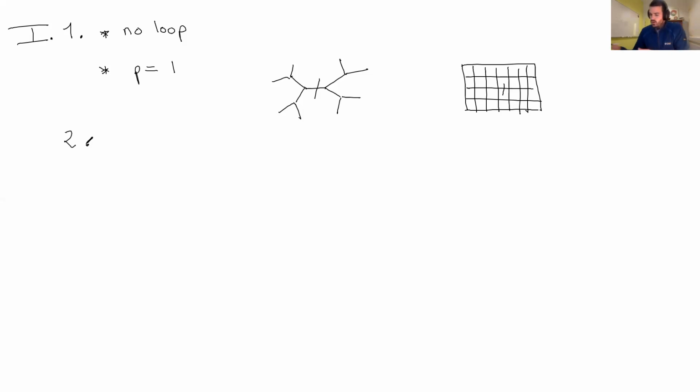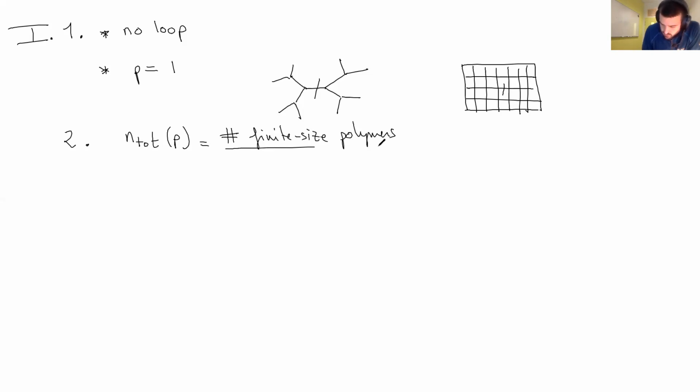All right, so first of all, we would like to define several quantities. We will first start by defining what we call n tot, for a given probability P of activating a bond. That is the total number of finite size polymers per number of sites or monomers. So according to you, what is the expression of n tot?